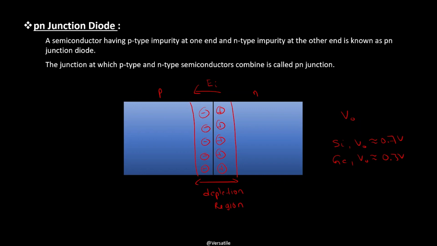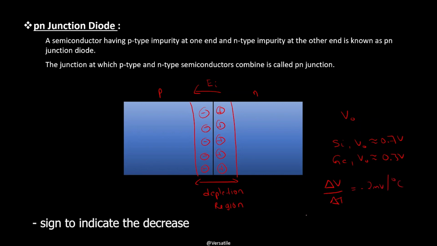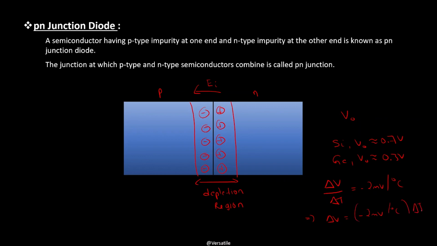Now I guess it's not required for you in 12th standard, but we can state a rule for estimating the change in barrier potential. The barrier potential of a silicon diode decreases by 2 millivolt for each degree Celsius rise in temperature. Mathematically, it can be written as delta V by delta T equals minus 2 millivolt per degree Celsius, or delta V equals minus 2 millivolt per degree Celsius times delta T.